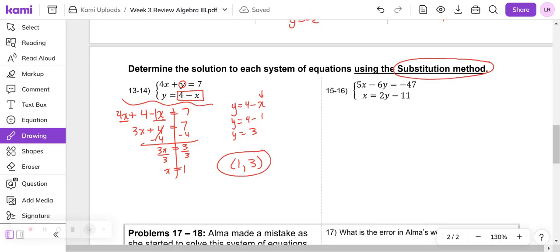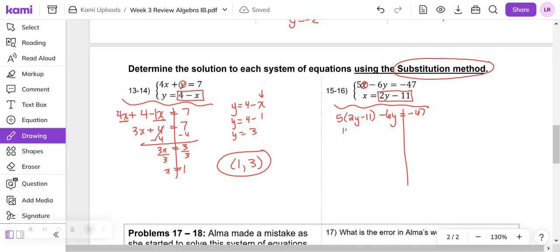So 15, 16, this is similar, not the same. What I notice on 15, 16 is the bottom one again has the letter by itself, but this time it says x equals. So the expression 2y minus 11, I want to substitute for the x. So it's going to look a little different with our equation. I'm going to have 5, I'm removing the x, and I'm putting 2y minus 11 in its place. Now I do need the parentheses on this because I'm going to have to distribute. Minus 6y equals negative 47. And we got to solve this equation.